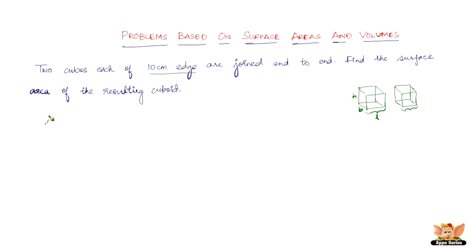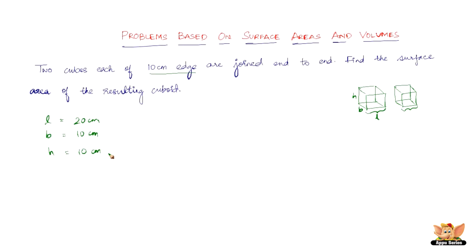Now the first thing is, we know the measurement of the cube, it is 10 centimeter edge, that is same on all the sides. So now the length of the resulting cuboid will be 20 centimeter, right? Because if it joins, 10 plus 10 becomes 20, and the breadth is going to be 10 centimeter, and the height is going to be 10 centimeter, because these things are not going to change in any way.